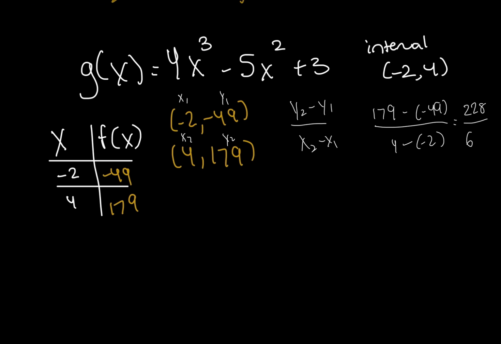And when you simplify this, you're going to get 38, meaning that this is your rate of change throughout this interval for the function g of x.